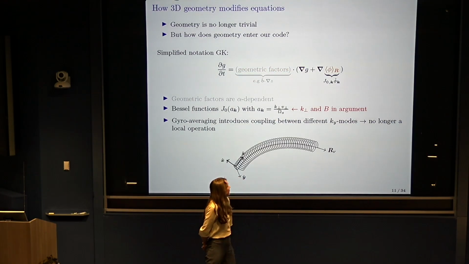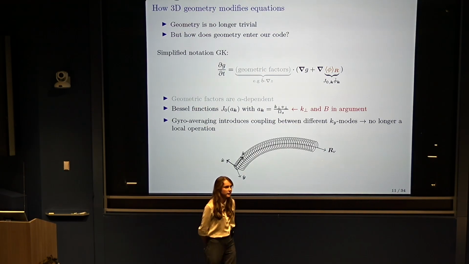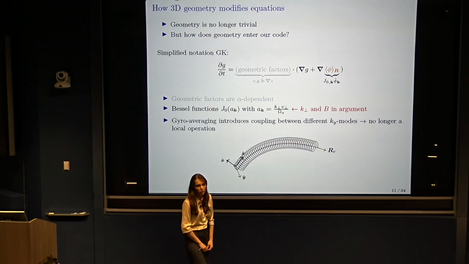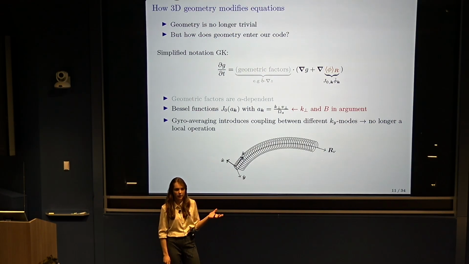The other place where they enter is in these gyro averages. When I take a Fourier transform, I've told you gyro averages just go to Bessel functions, so these J naughts. But actually hidden within the argument of these Bessel functions is a factor that depends on geometry itself. So these arguments of the Bessel functions have geometry in them, and this is going to also lead to convolutions in my code.